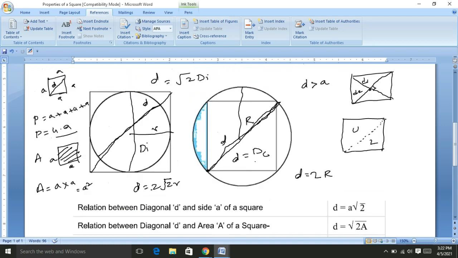These are the formulas when we are going to calculate the diagonal. When we know the diagonal, we are able to calculate not only the perimeter, area, and also the incircle radius, and circumcircle radius, and several points.